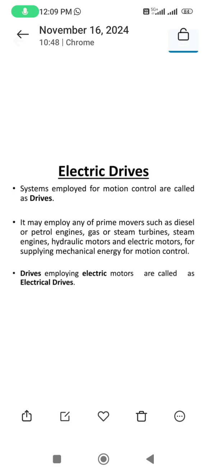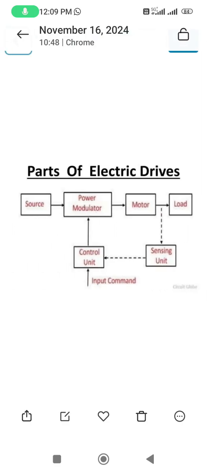Drives employing electric motors are called electric drives. These are the parts of the electric drives. First we are going to see about the source, which is going to supply the power modulator. That power modulator is going to give the controlled output to the motor. Then the motor is going to run your load, that is the drive.